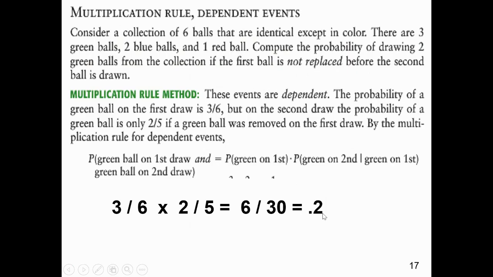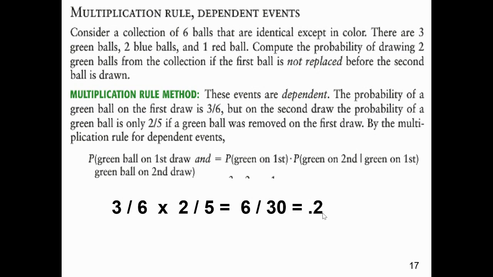All right, consider a collection of 6 balls identical except in color. Identical meaning they're the same size. One's not bigger than the other. 3 green ones, 2 blue ones, 1 red one. Compute the probability of drawing 2 green marbles from the collection if the first ball is not replaced. Here's the deal. If they want you to replace the first ball back into the mix, they will always tell you that in the problem. If he doesn't mention anything, you consider it to be without replacing.